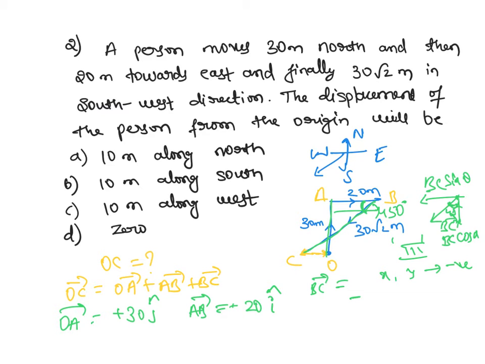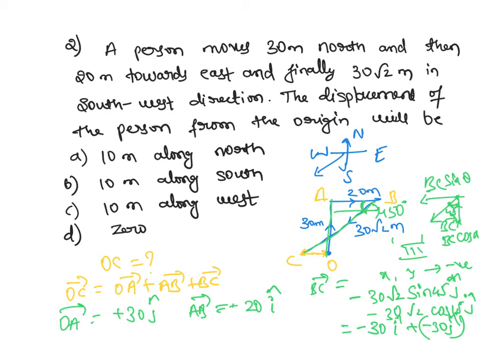That's the reason why BC is equal to minus 30 root 2 sin 45 degree i cap minus 30 root 2 cos 45 degree j cap. So this is equal to minus 30, both are 1 by root 2, right? Minus 30 i cap plus minus 30 j cap.